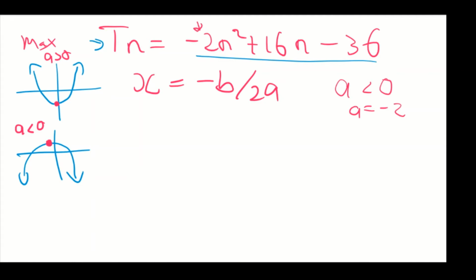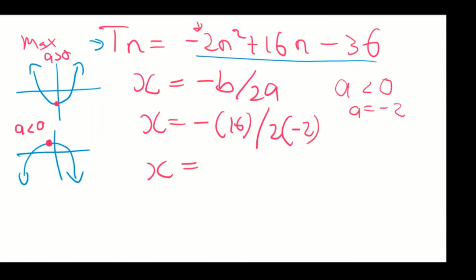So we're going to find the value of n when the graph is at a point of maximum. So it's going to be x equals minus b, so our b is 16, divided by 2 times our a, which is -2. So for our x value, we're going to get 4. So meaning that n is equal to 4 when this graph is at a point of maximum.